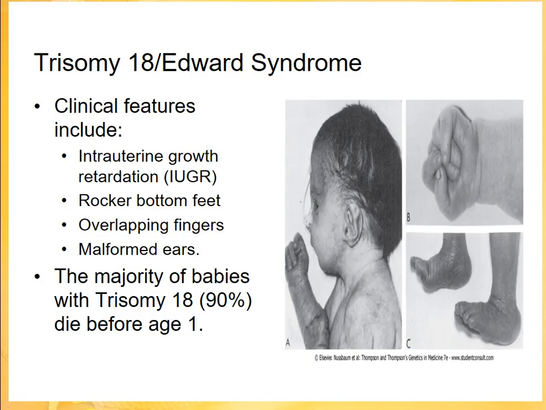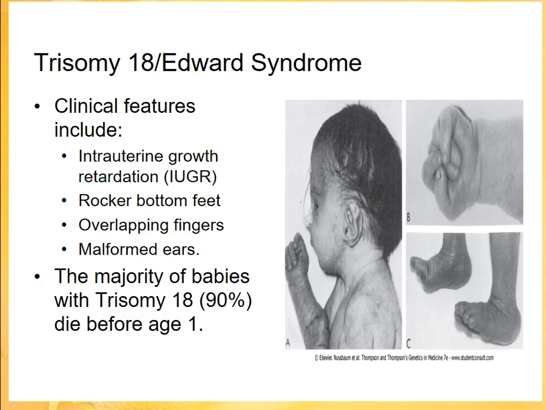Trisomy 18, also known as Edwards syndrome, features include intrauterine growth retardation, a very small baby. These are rocker bottom feet, and this is a very specific feature of the overlapping fingers. I also want to point out these kind of simple ears. Most babies die before the age of 1. 90% die before the age of 1.